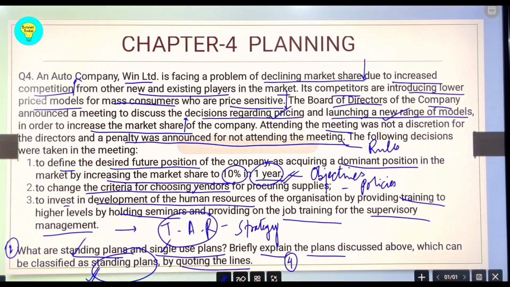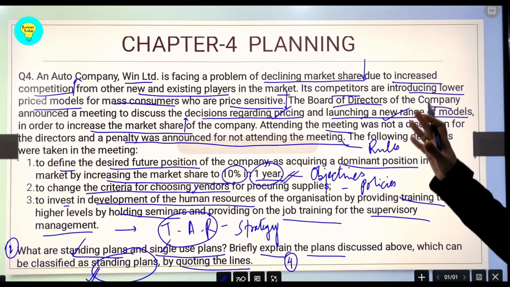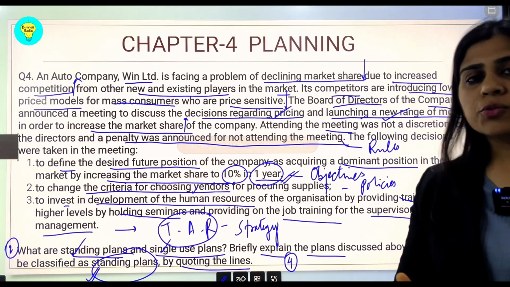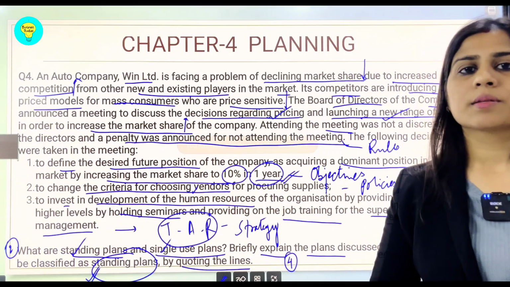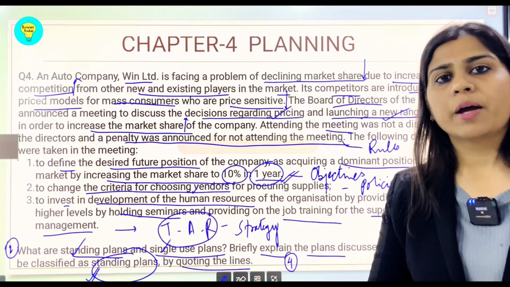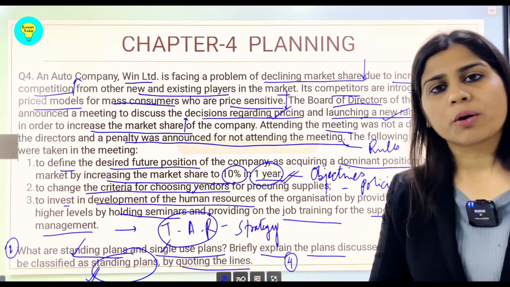So, this is the case deciphered, that how from this particular set of instructions, a few lines, a few paragraphs, we can extract the types of plan being discussed in the examination as well. I hope you have got a clear-cut understanding of the topic.